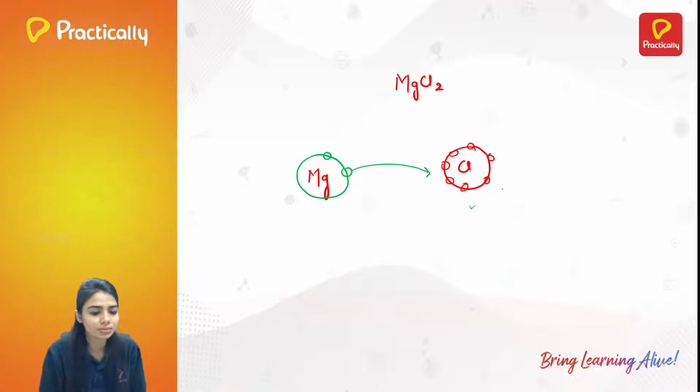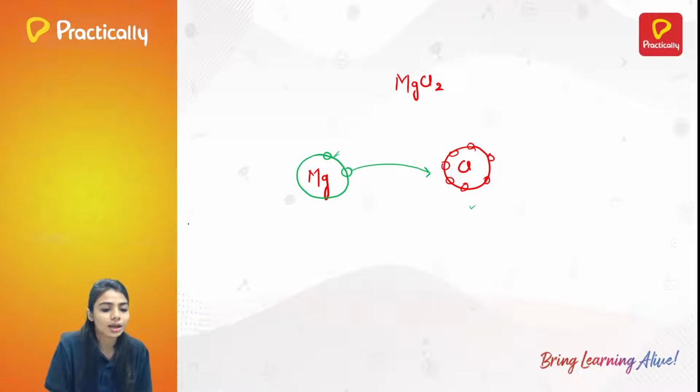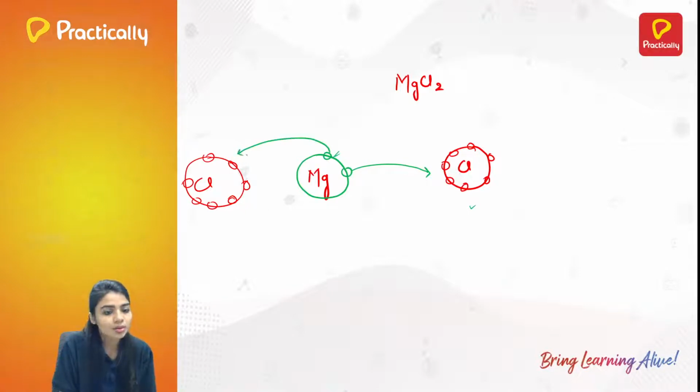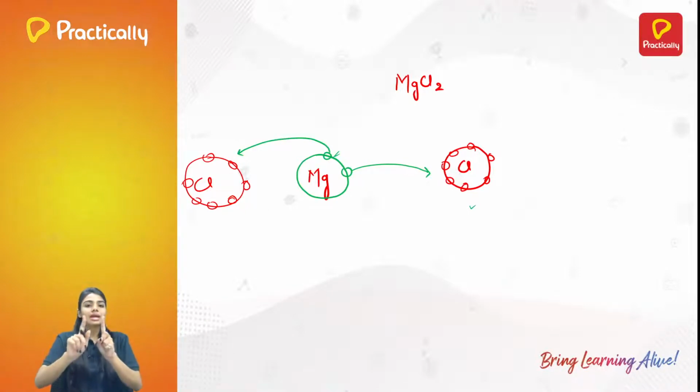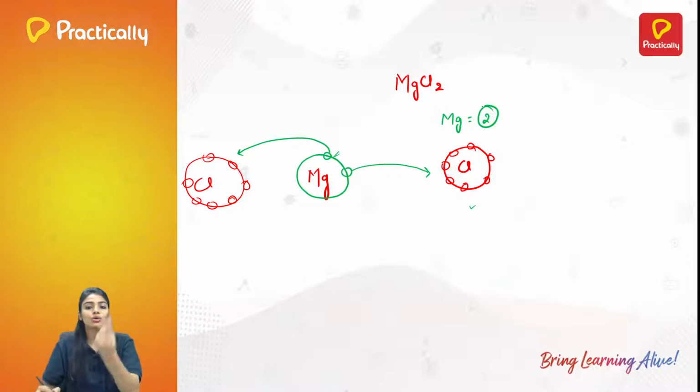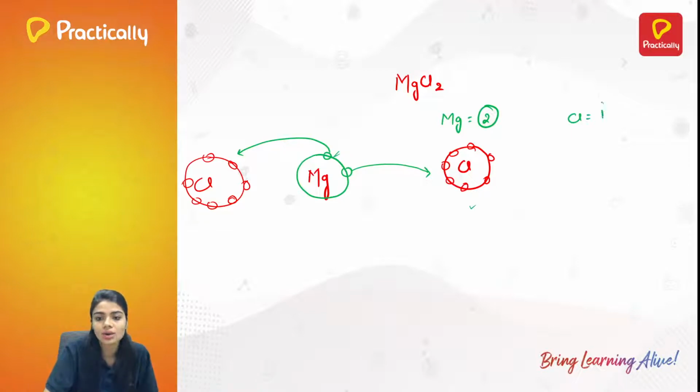Now this chlorine will become stable. But what about the other electron? It will require another chlorine for it: 1, 2, 3, 4, 5, 6, 7. This electron is given to this other chlorine. So magnesium gives 1 electron to this chlorine and 1 electron to another chlorine. Magnesium has a valency of 2 because it is donating 2 electrons, and chlorine has a valency of 1 because it is gaining 1 electron.